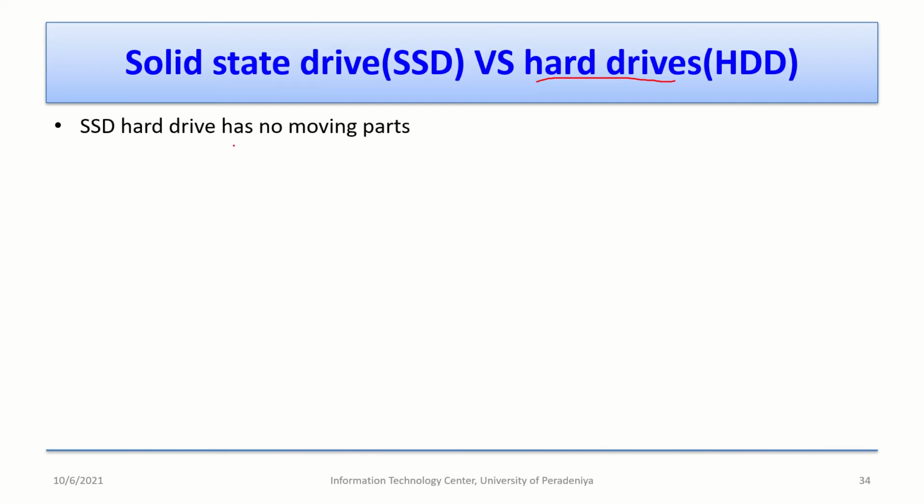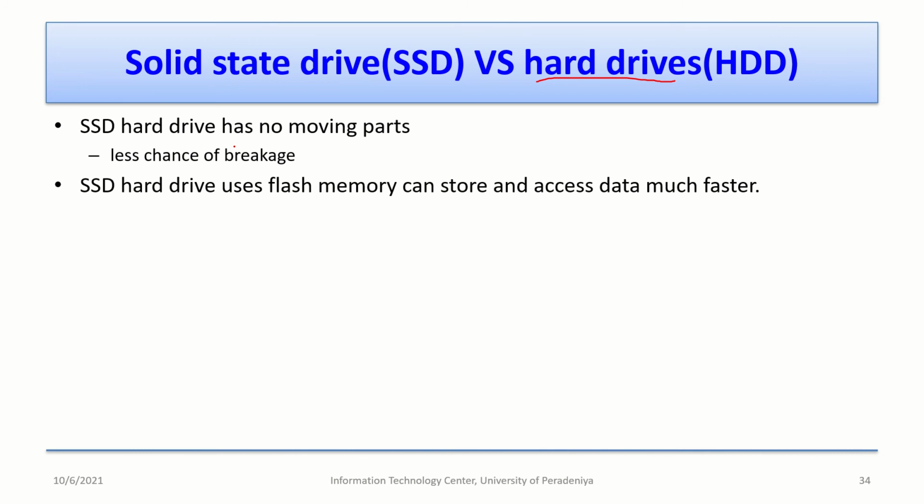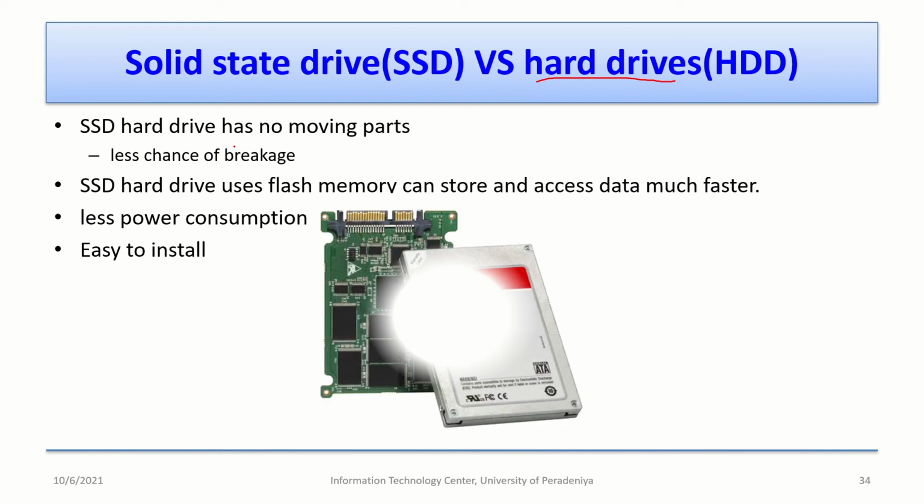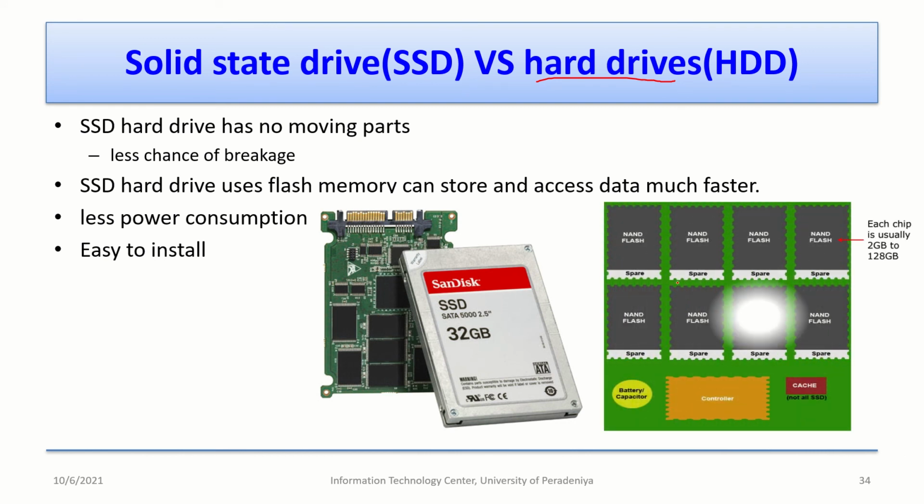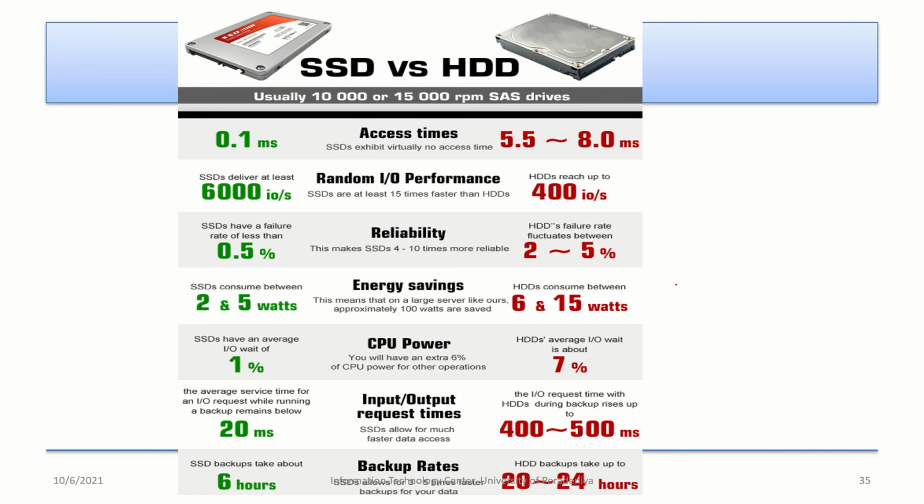But in an SSD hard drive, they don't have any moving parts, so there is less chance of breakage. At the same time, an SSD uses flash memory, which can store and access data much faster than an HDD. Because they don't have moving parts, the power consumption is very low compared to the hard disk drive, and it is easy to install in our computer. So that's about SSD technology, or solid state drive. That's about SSDs versus HDDs.